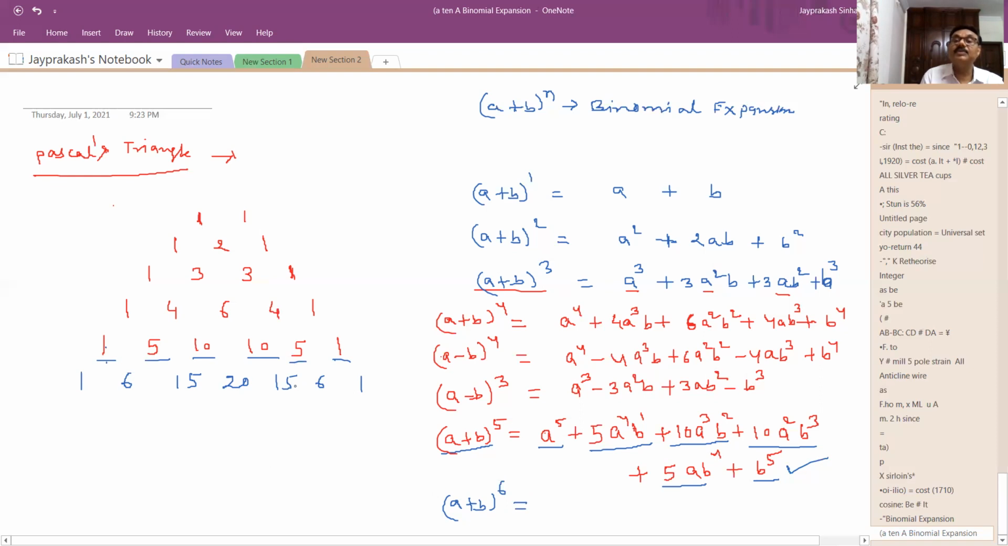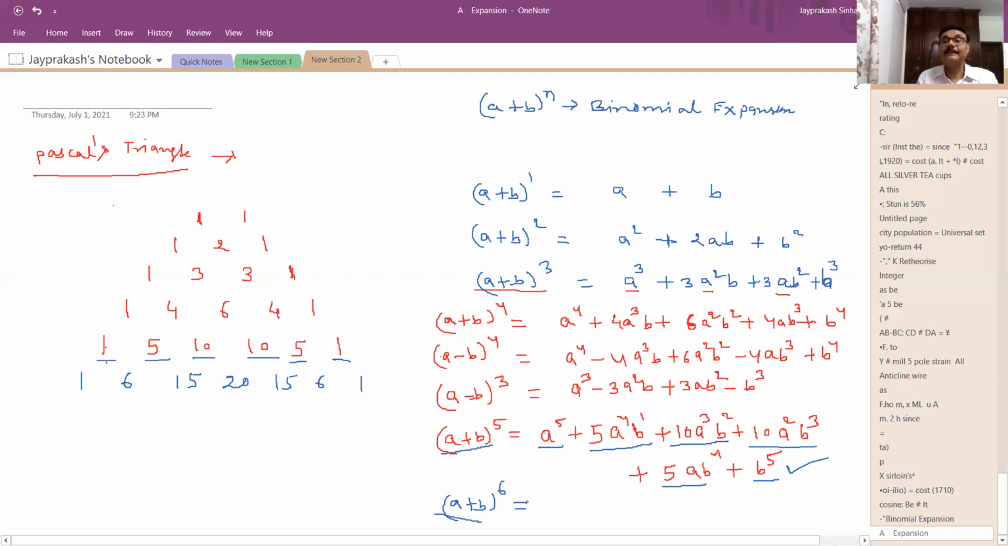And what will be the coefficients? The coefficient of the first term will be 1. The second term will be 6. The third term will be 15. The fourth term will be 20. The fifth term will be 15. The sixth term will be 6. And the coefficient of the seventh term will be 1. So in this way, we can write the expansion of (a plus b) to the power 6 also.